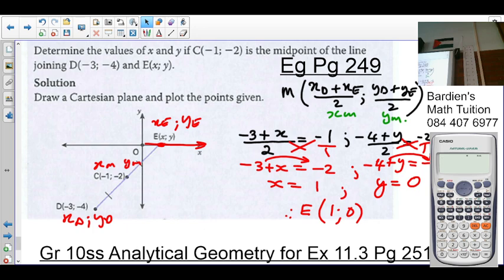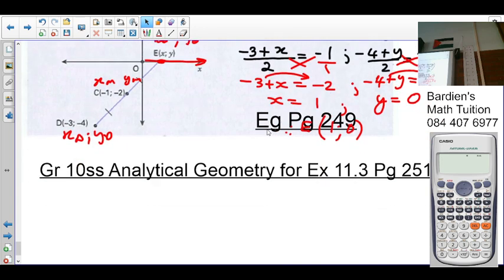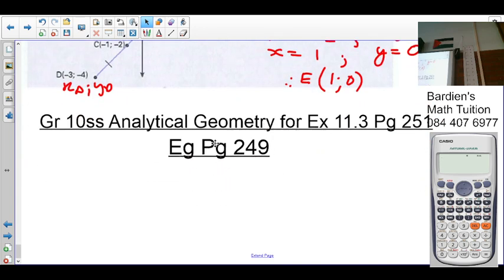Okay. Now let's go to the next example. The next example is on page 250.